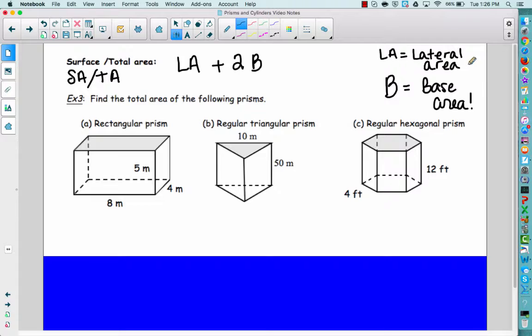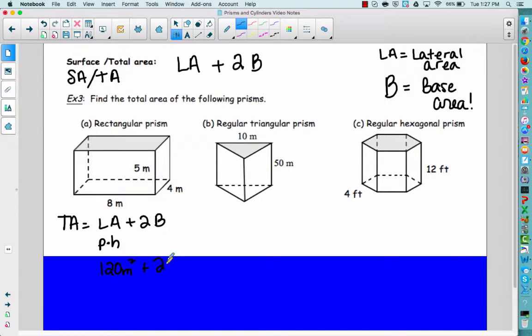The base area. Okay, so let's do this. We've got to find the total area of the prism. So I'm going to write total area equals LA plus 2B. All right, we calculated our lateral area by doing perimeter times height in the earlier example, and we got our lateral area to be 120 meters squared.